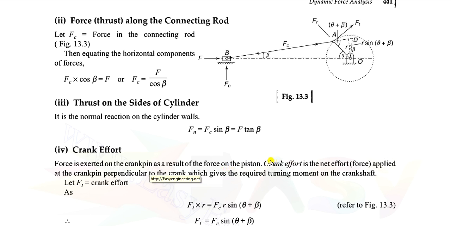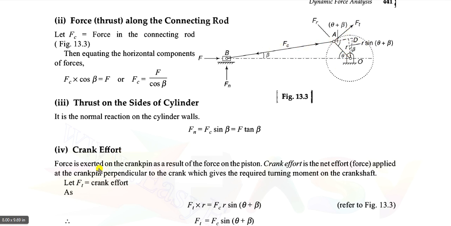Okay, so at this point, the crank pin, the force is exerted on the crank pin as a result of this F. So crank effort is the net effort or force applied at the crank pin perpendicular to the crank, which gives the required turning moment on the crankshaft. This Ft is perpendicular to this crank, not along the Fc. Please remember, this Ft is not along this Fc, it is perpendicular to this R.